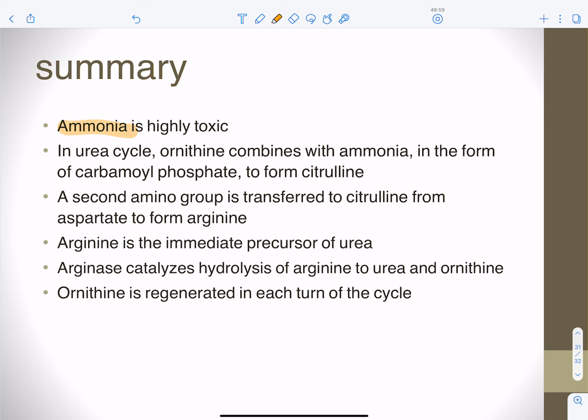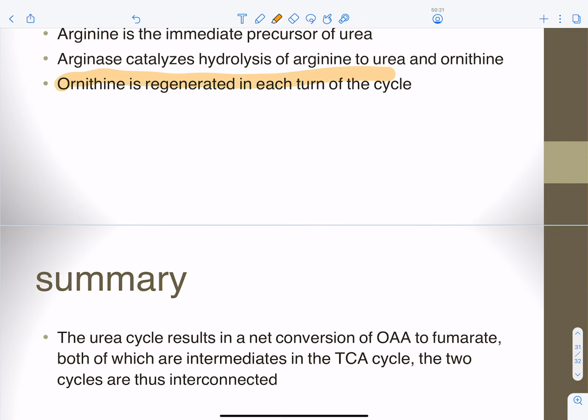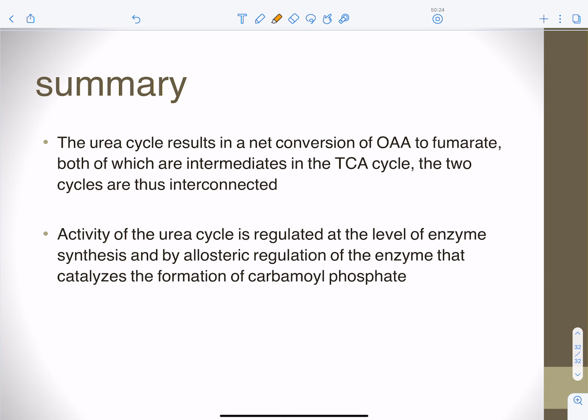One of the nitrogens is going to enter the urea cycle through carbamoyl phosphate. The second amino group is going to be from aspartate. Arginine is an immediate precursor of urea. Through arginase, you make urea and regenerate ornithine. Ornithine is going to be regenerated at every single turn of the cycle. So net result is you have ornithine to fumarate. They are both intermediates of the TCA cycle, thus they are all connected.